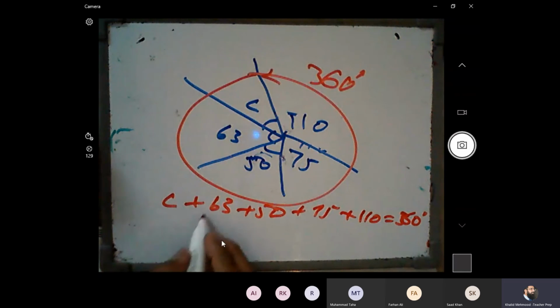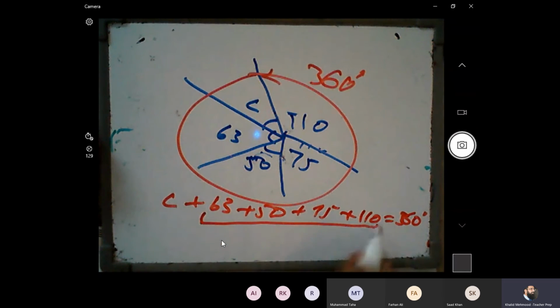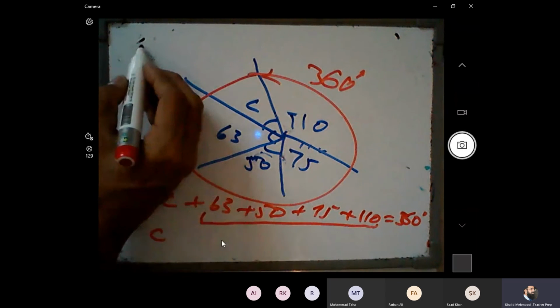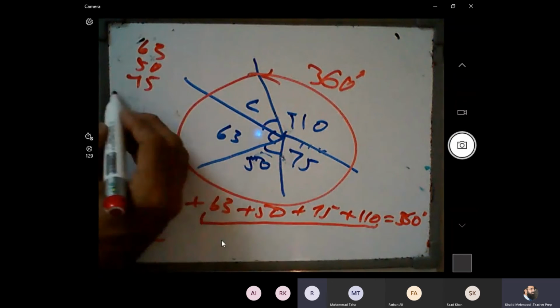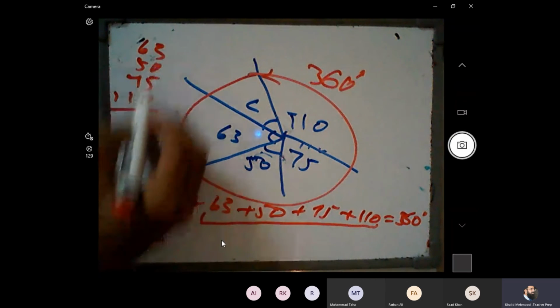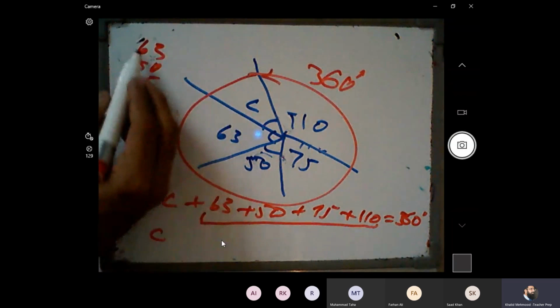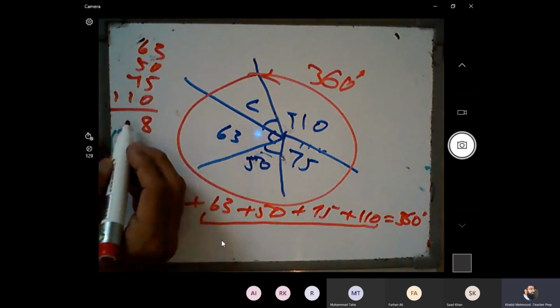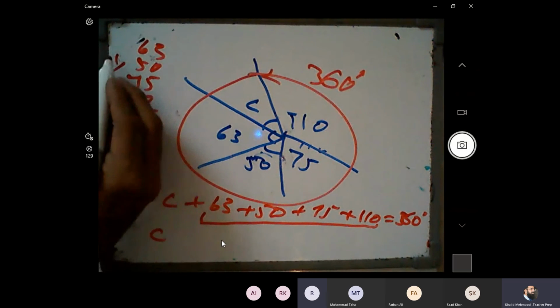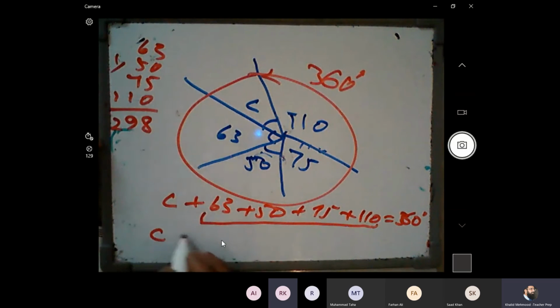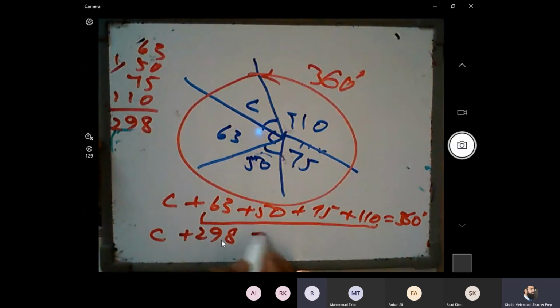Now we'll be adding all these numbers first to make this equation clear. So C plus 63, 50, 75, 110. So let's add them: 63, 50, 75, 110. It becomes 8, and 6 plus 5 is 11, plus 7 is 18, plus 1 is 19, and 1 carry. So 1 plus 1 is 2. So it becomes C plus 298 is equal to 360.